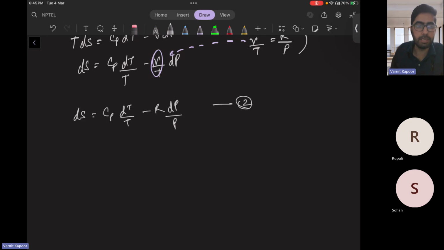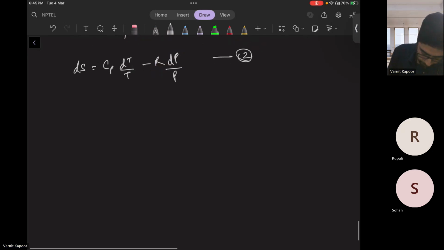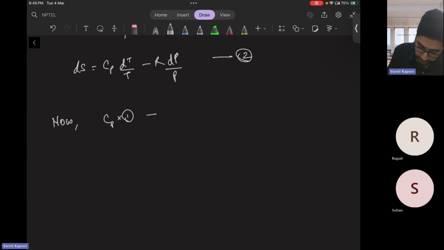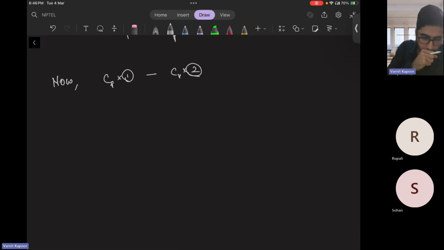Now what you will do, you will multiply equation number 1 by Cp and multiply equation 2 by Cv, and then you will subtract those equations. I'll write it in detail so there is no confusion. Multiply Cp with equation 1.